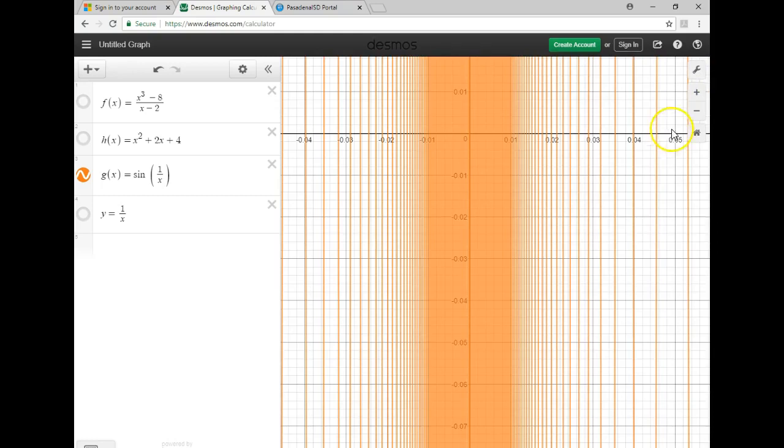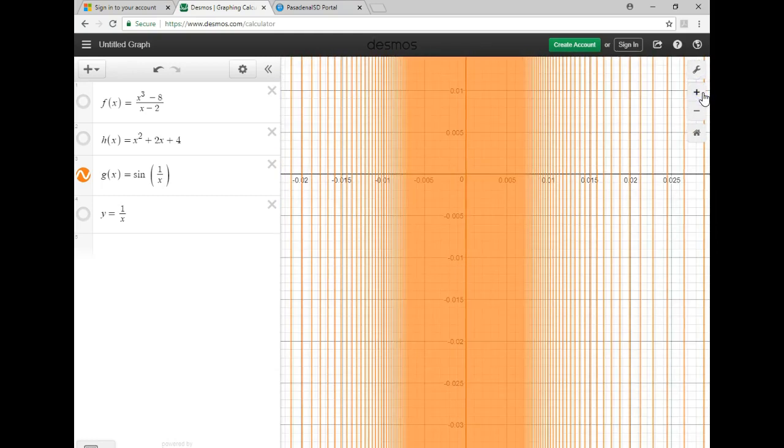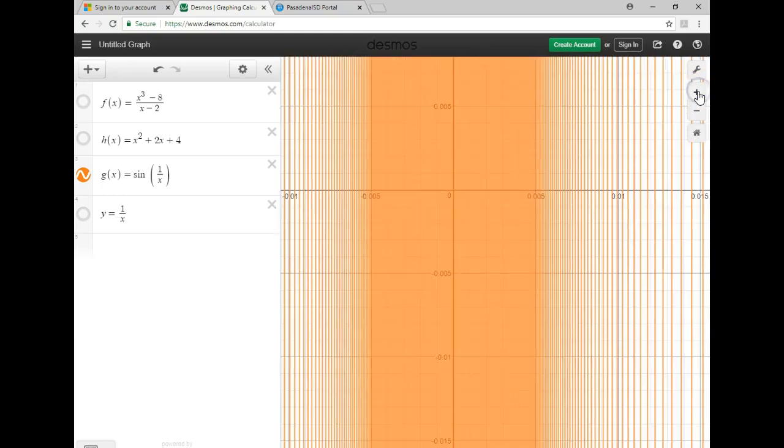I can zoom in really close. This is a difference of 1/100th. There you go. You can zoom into 5/1000ths. You can see that this period just keeps getting closer until you hit this super hyperdense region. As we get closer to 0, it just keeps bouncing up and down and up and down, faster and faster, never actually reaching a value.